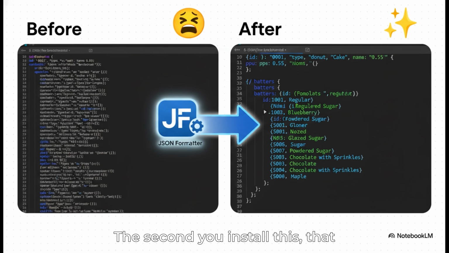The second you install this, that wall of text just transforms. Suddenly, it's this beautifully structured, color-coded, readable format. You've got syntax highlighting, you can collapse and expand sections to focus on what matters, and any URLs in the data are now clickable. It's so simple, but it will save you so many headaches.